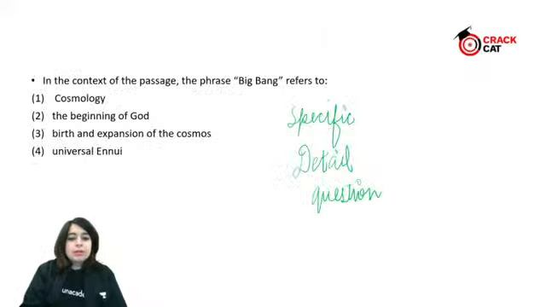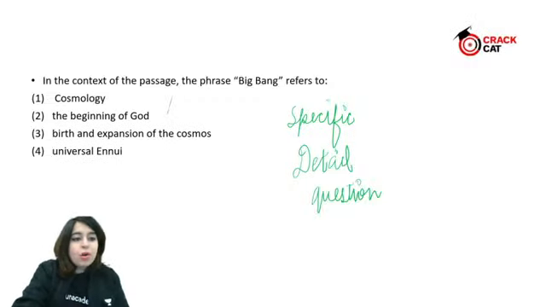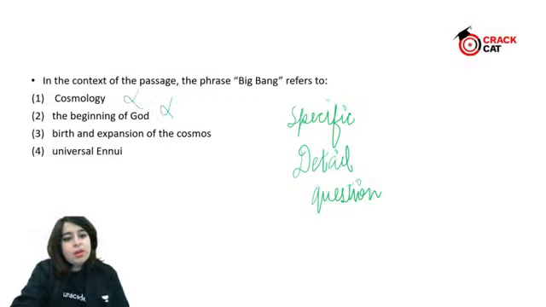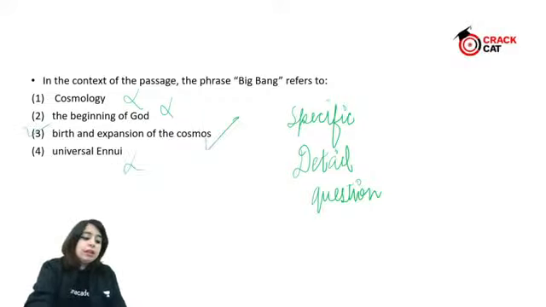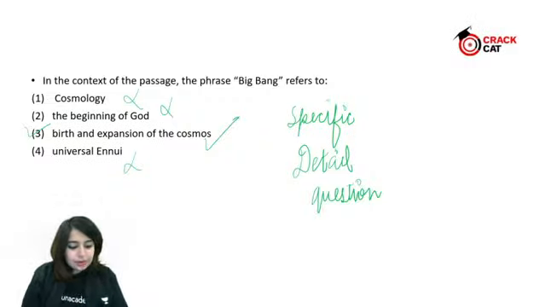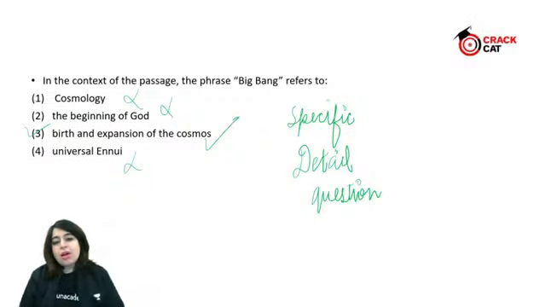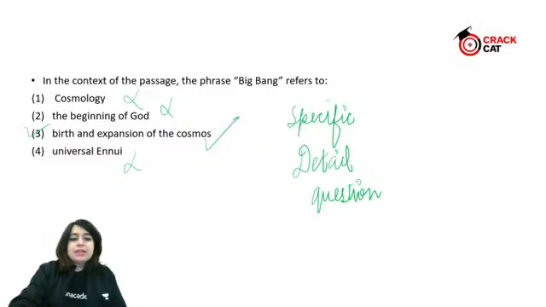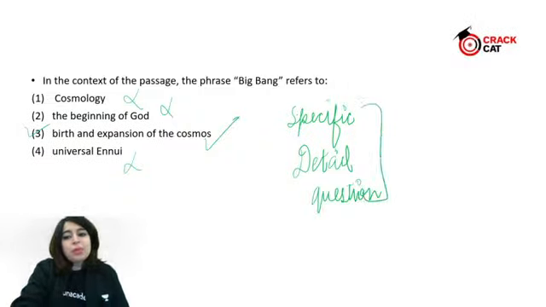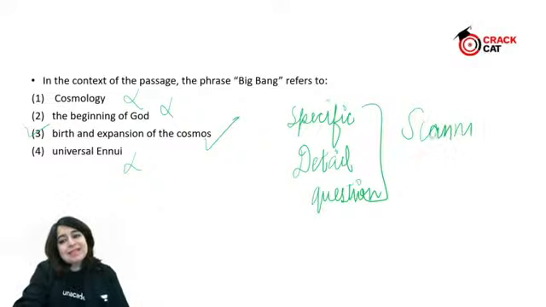All right. So coming back to it, beginning of God is not the case. Cosmology, no. Birth and expansion of the cosmos, yes. Universal NOI, no. So the answer would be the third one. So what we are doing is we're just looking at how we can go back to the passage. Just like I said, in specific detailed questions, it's fairly easy to apply a mix of scanning and skimming.